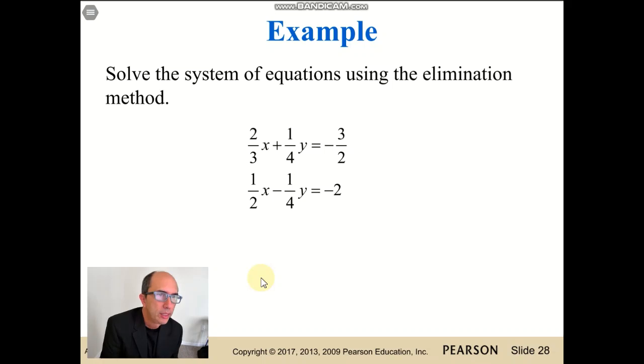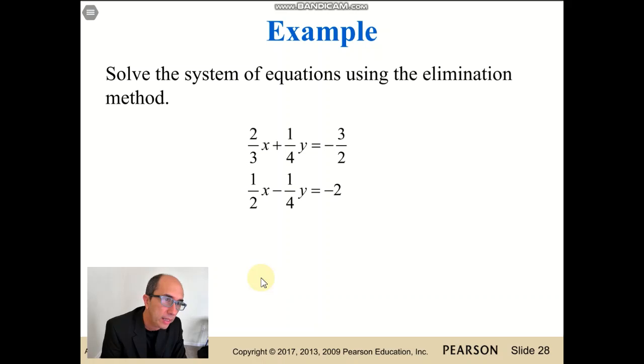Let's work another example, so we really can consolidate this knowledge of elimination methods. Solving the system of equations using the elimination method. And we have here some fractions. One of the things that I think is going to help us is to eliminate the fractions first, right?